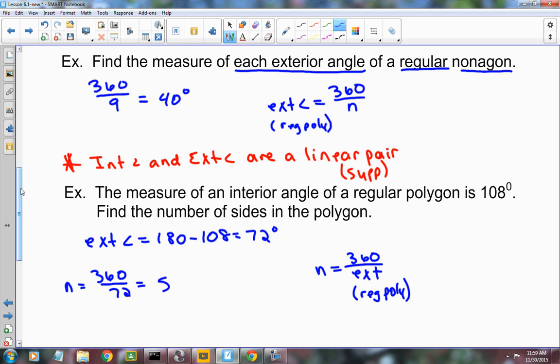If I want to know the number of sides, I could do 360 divided by the exterior angle. Or, if I want to know the exterior angle, I could do 360 divided by the number of sides. Okay, both of those are regular polygons.